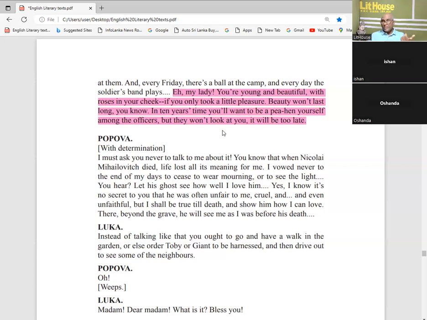You know, in 10 years' time, after 10 years' time, you will have different feelings. You will want to be a peahen. Peahen means a young woman, a beautiful woman. After 10 years' time, you will be a different woman. You will want to be a young woman again, but too late.